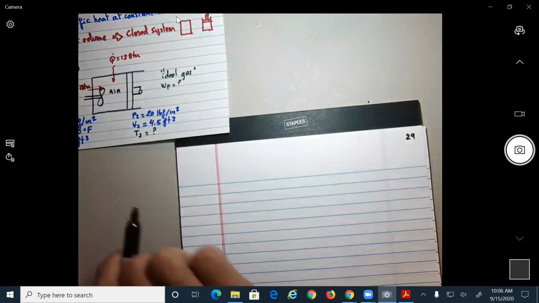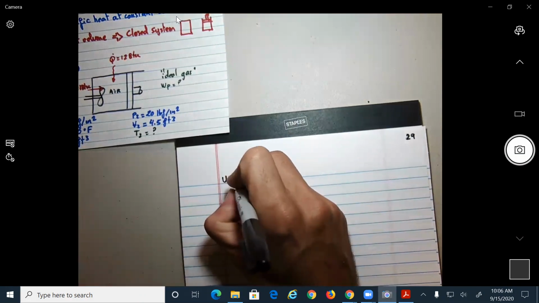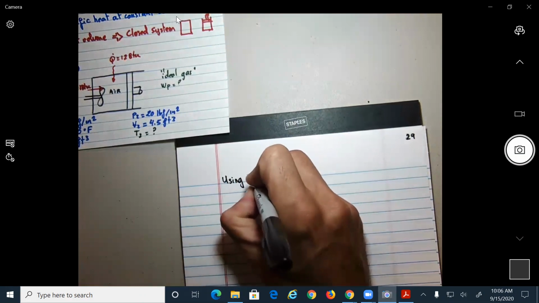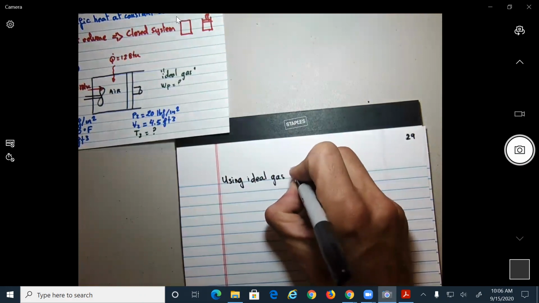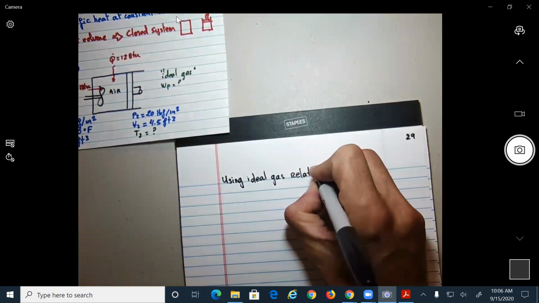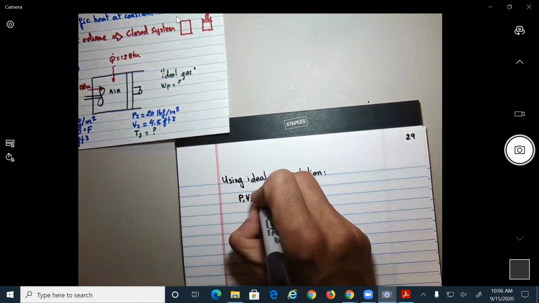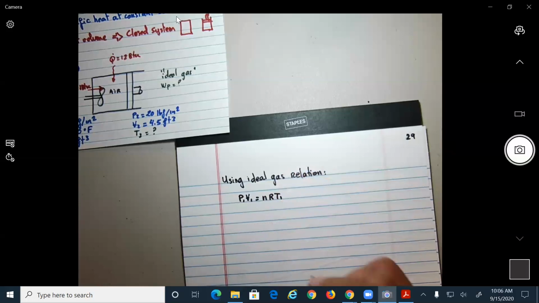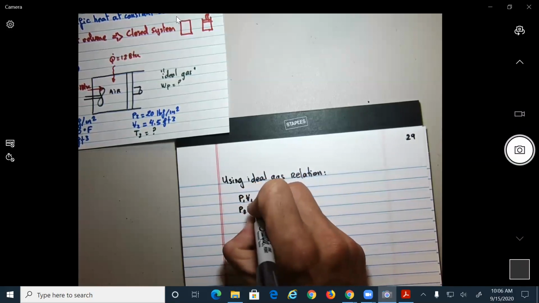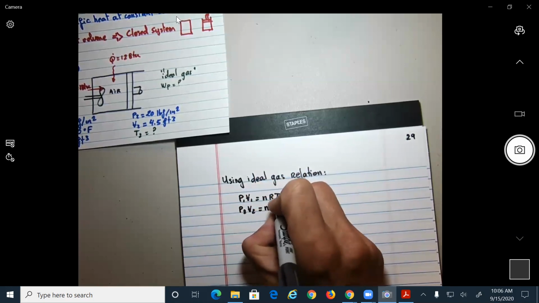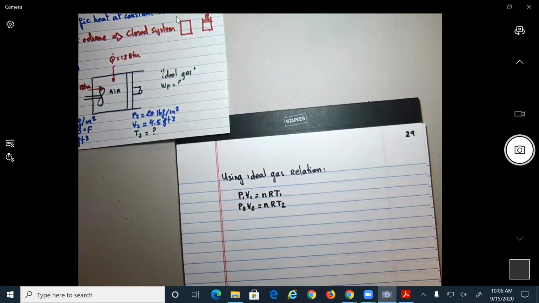All right, so here what we can do is probably use the ideal gas relation. So using the ideal gas relation, what do we know? We know that P1 V1 will be equal to nR T1. And we also know what? That P2 V2 will be equal to nR T2.